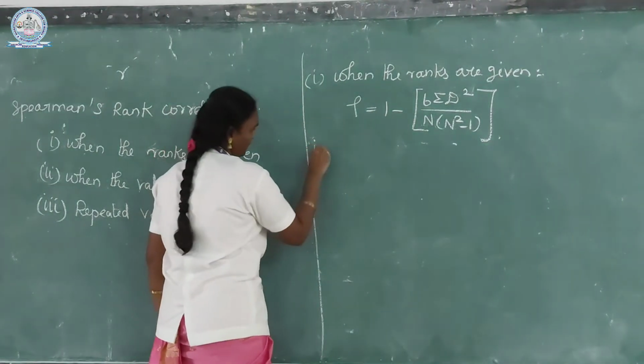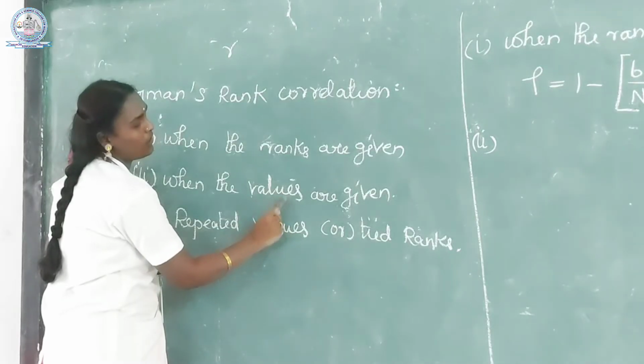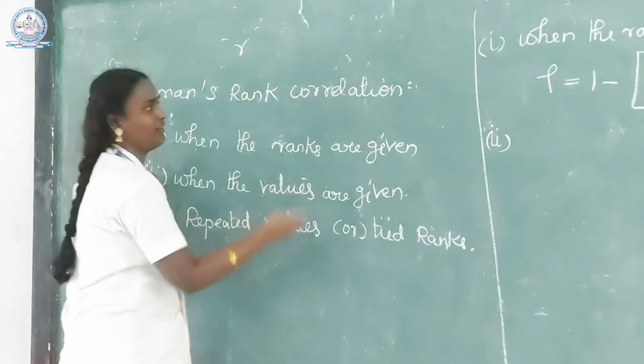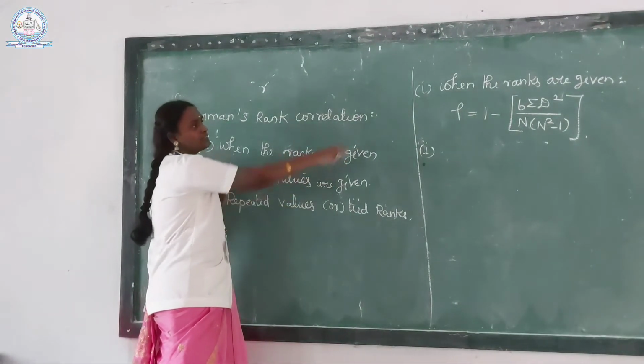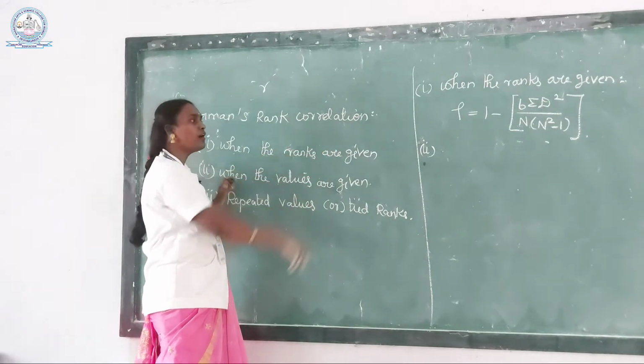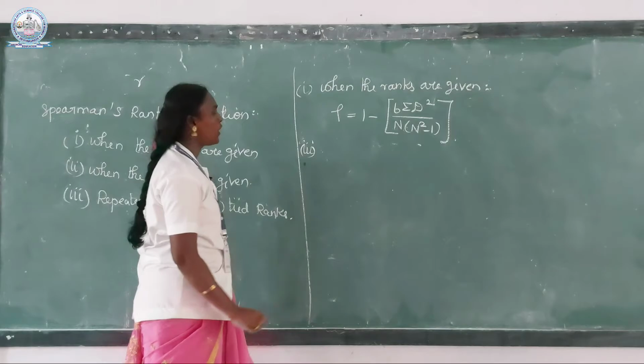The second case is when values are given or ranks are not given. The formula is the same, but we first allocate the ranks, then substitute in the formula and get the value of rho. The third one is repeated values or tied ranks.